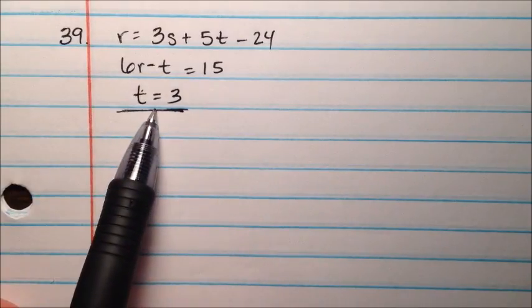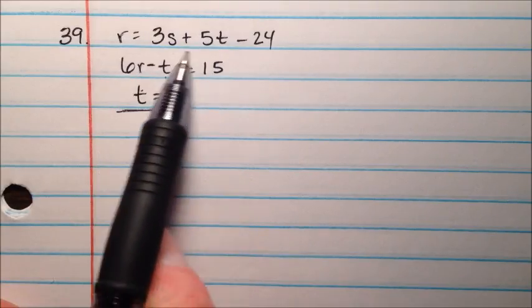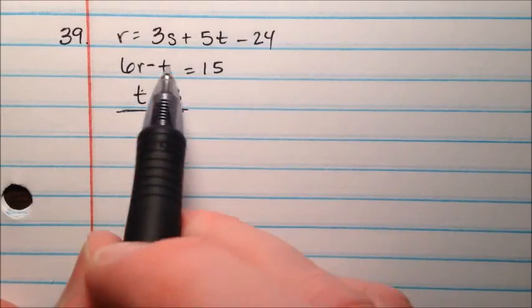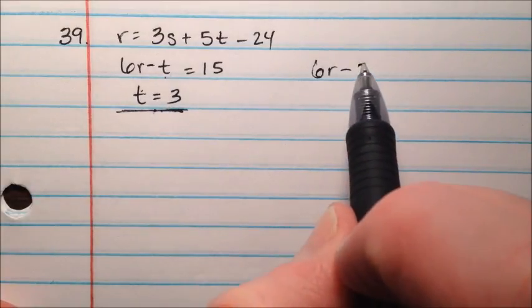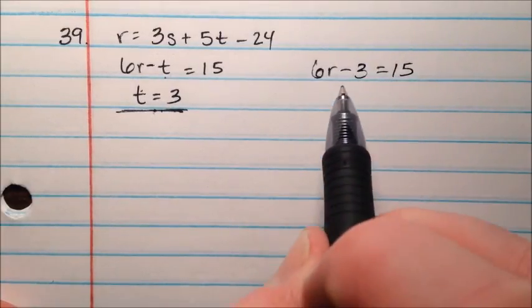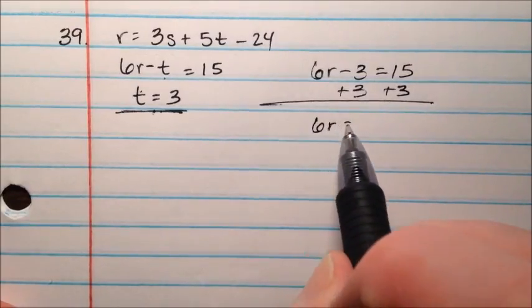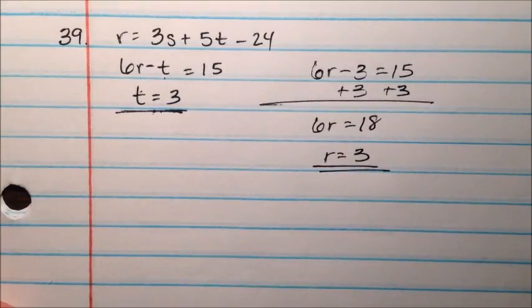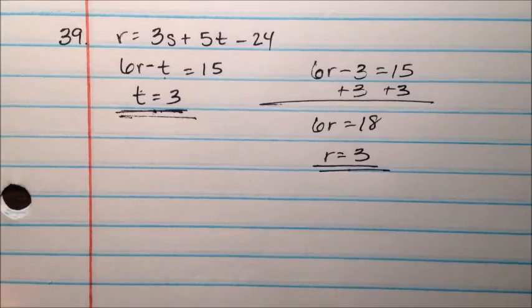So since we know the value of t, we're already kind of one leg up, so we can go ahead and plug that in right up here and find r, because this equation only has r and t, and we know t. Let's go ahead and do that. 6r minus t, and t is 3, equals 15. So let's add 3 to both sides. 6r equals 18, which means r is also 3. So we know that t is 3. We know that r is 3.